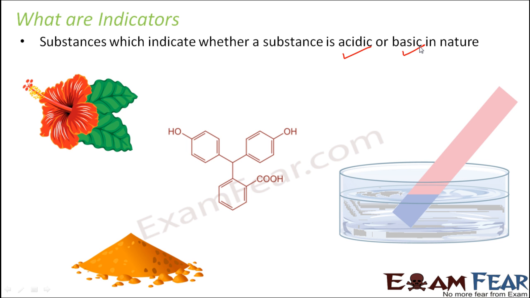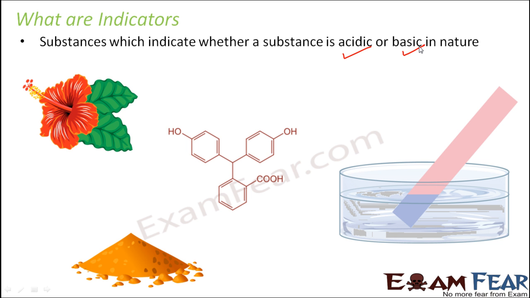Now, how do these indicators show us the change? How do they behave when they come in contact with an acidic substance or a basic substance? Basically, these indicators change their color when added to a specific substance, whether it is acidic or basic. The color to which they change indicates the nature of the substance. Some indicators occur naturally, which already exist in nature, but have this special property that they can act as indicators.